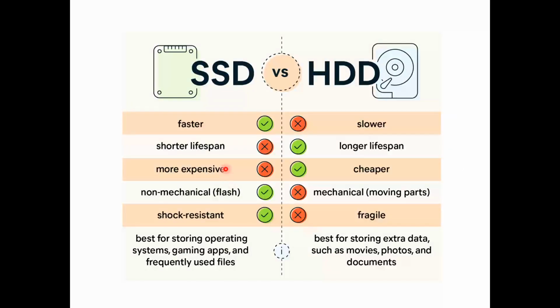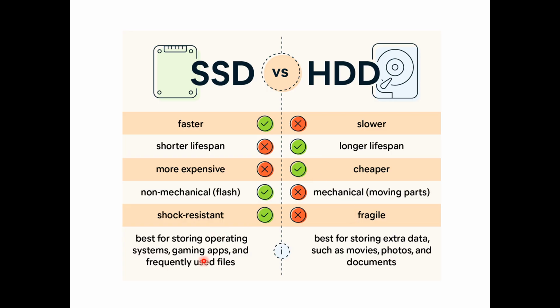SSD is faster compared to HDD. HDD is far slower than SSD. SSD has a shorter lifespan, but HDD has a longer lifespan. SSD is more expensive, and HDD is cheaper. SSD has no mechanical parts, only flash memory, but HDD has mechanical moving parts, so it is shock-sensitive and fragile.